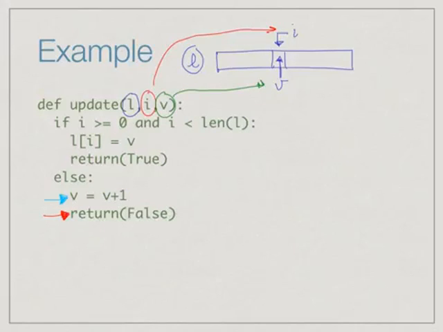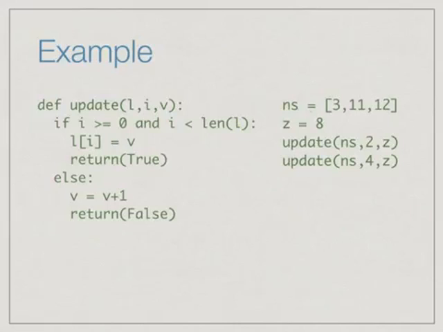So let's assume we call it now. We set up a list of numbers 3, 11, 12, and then we want to replace this 12, say, by 8. So just for the sake of argument, we first set up a new name Z called 8, and we say update the list ns at position 2. Remember the positions are 0, 1, 2. So update the list at position 2 by the value of Z. And then we say update the same list at position 4 by the value of Z.